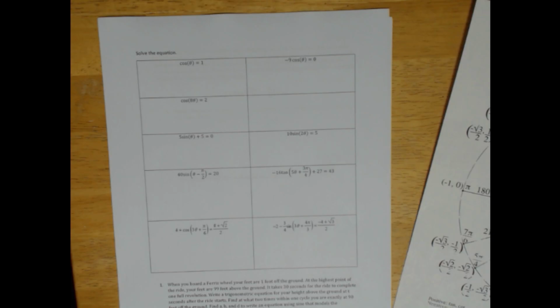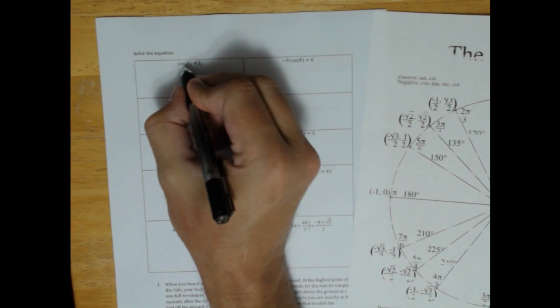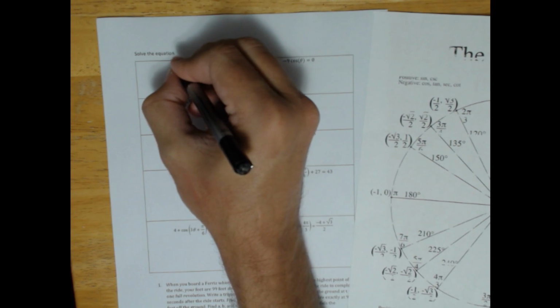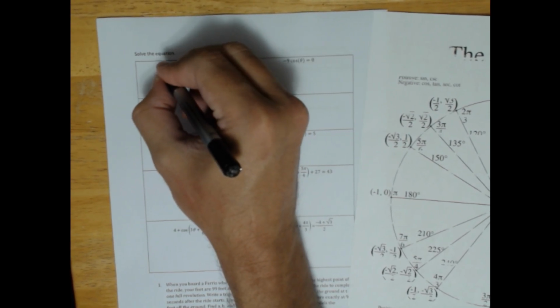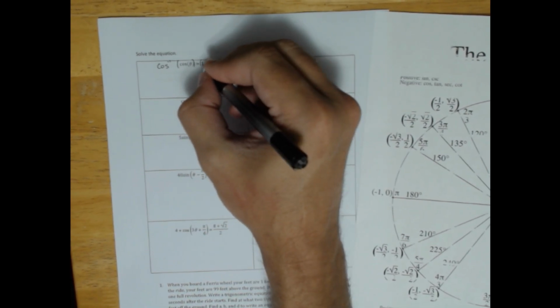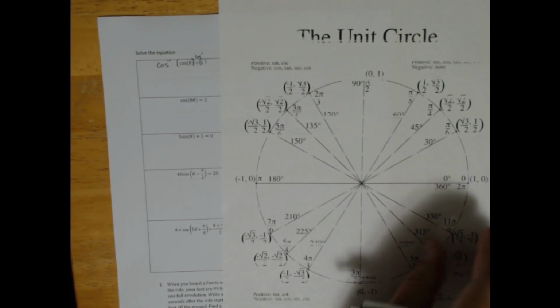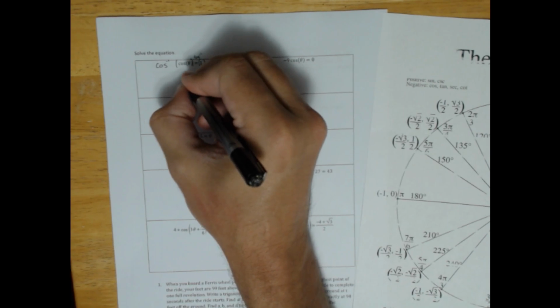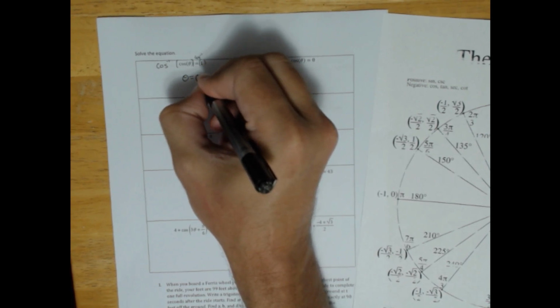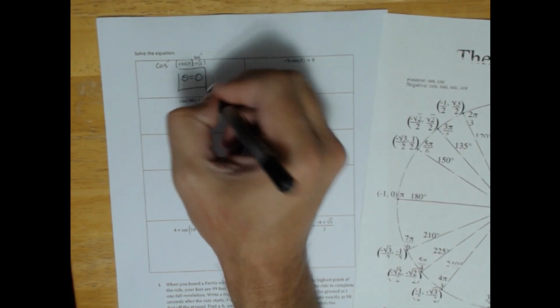Okay, here is page 4, and this is now where we're solving for theta. So here we get theta by itself. We just need to take the inverse cosine of both sides. And cosine is 1 at 0. So theta is equal to 0. Done.